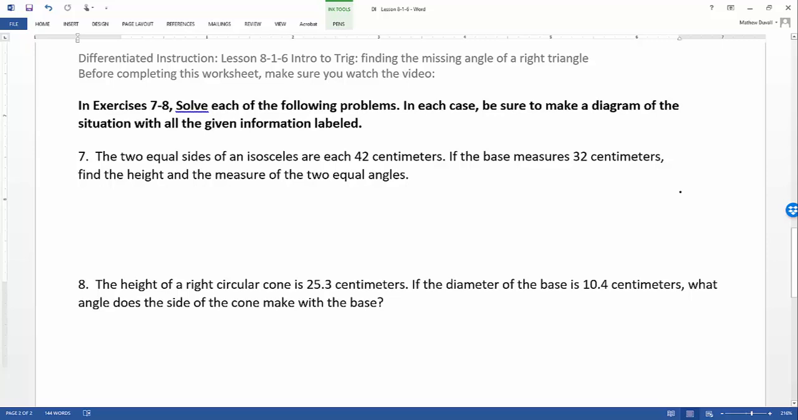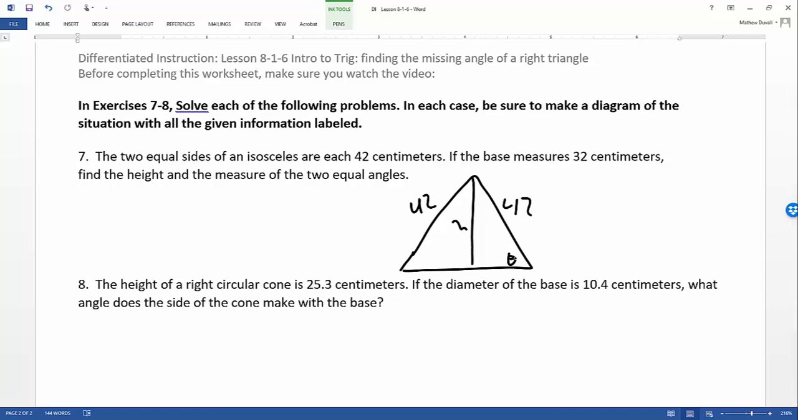It says the two equal sides of an isosceles triangle are each 42 centimeters. It says the base measures 32 centimeters. Find the height and the measure of the two equal angles. So there's the height, saying the two equal sides, 42. We have some sort of theta here that I don't know. It says if the base measures 32 centimeters, so this is going to be 16.